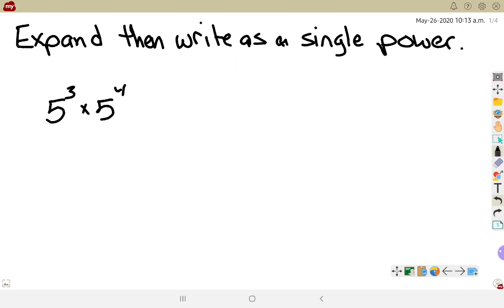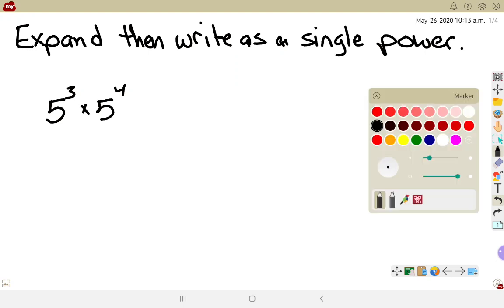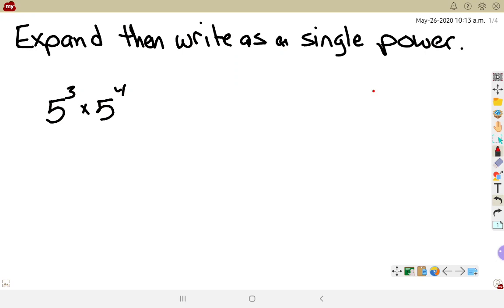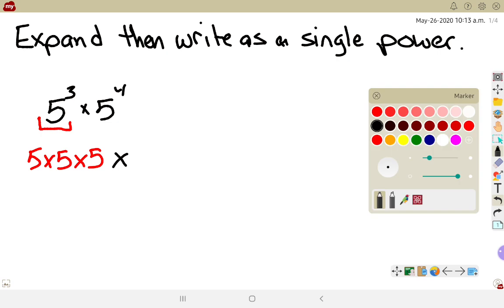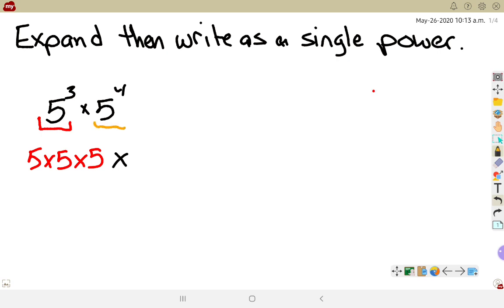Okay, so if I look at this 5 exponent 3, that means the 5 is repeating itself 3 times, so it's 5 times 5 times 5. In between my two powers, I had another multiplication sign, so I'm still multiplying. And my second power was 5 exponent 4, so that's 5 times 5 times 5 times 5.